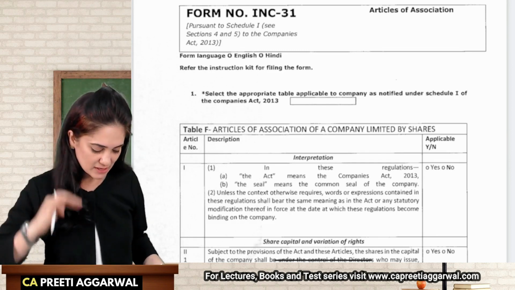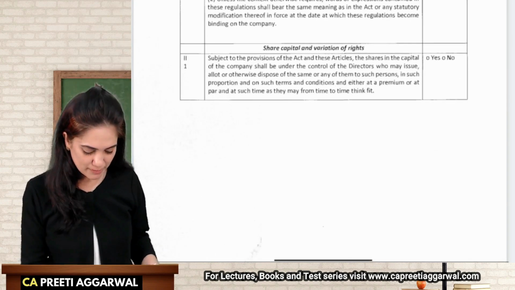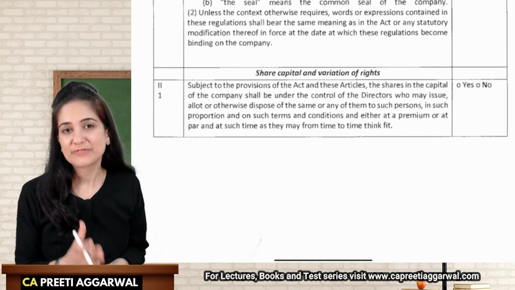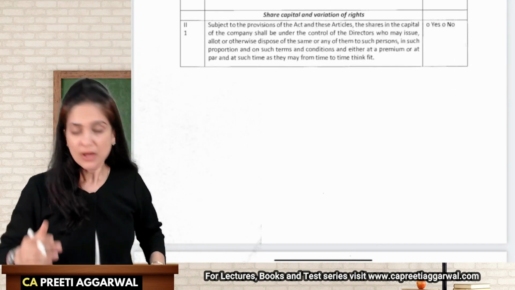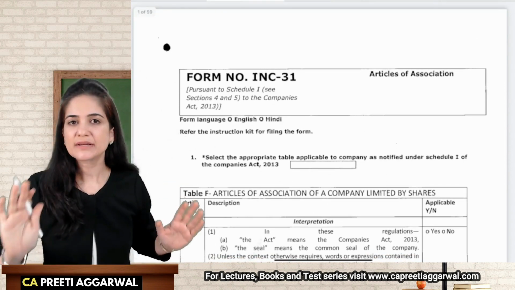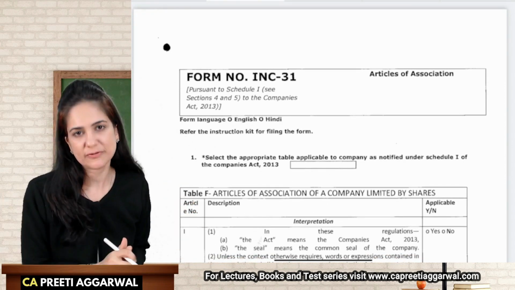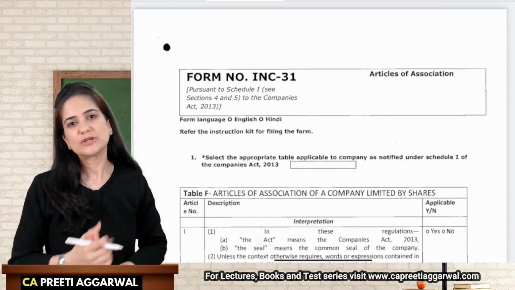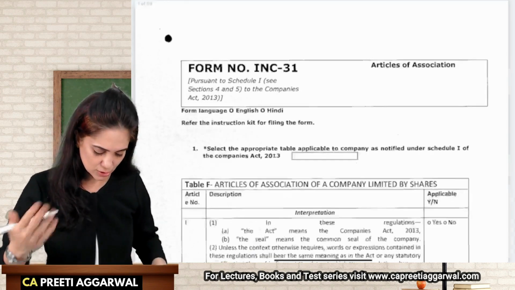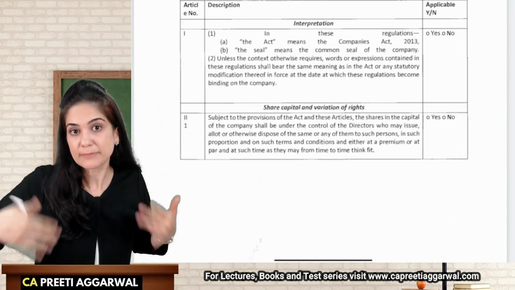INC 31 is Articles of Association. So mention the share capital and variation of rights. Now see what is mentioned in the articles. Articles are basically rules and regulations of the company. So here, what are the rules? What is the procedure? That procedure will also be mentioned.